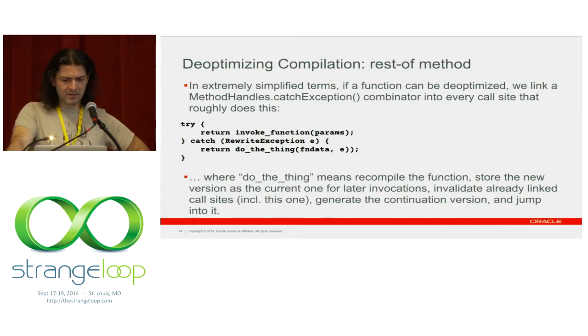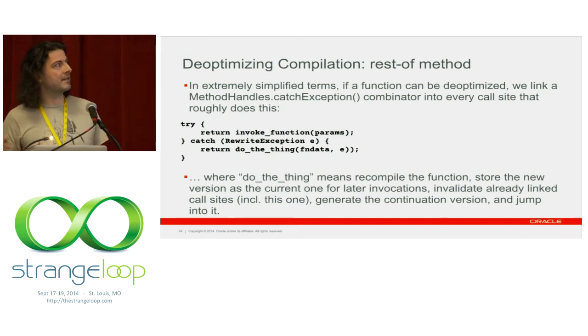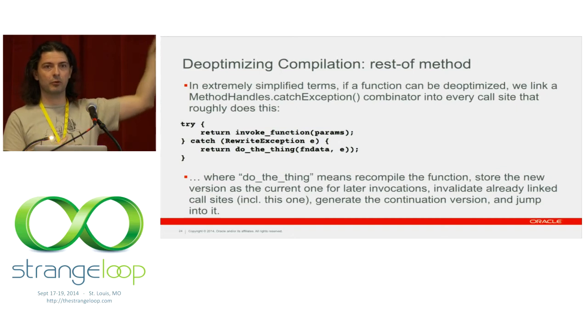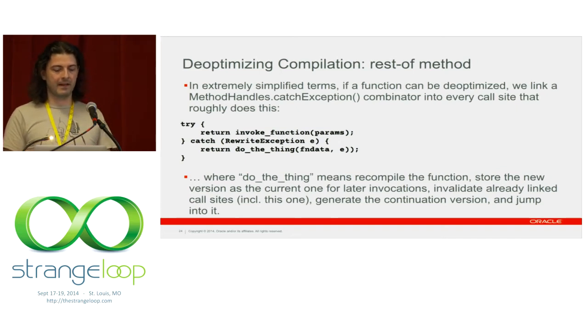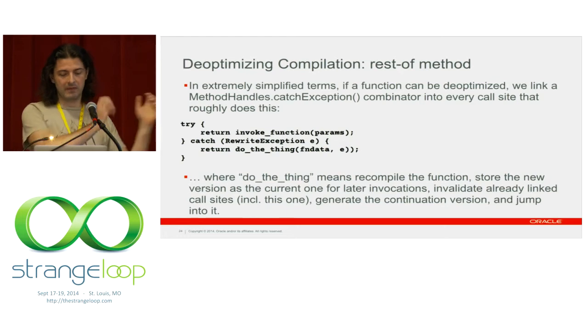In extremely simple terms, what it does is that we have this try-catch combinator where you say, okay, let's invoke the function, and if we get the rewrite exception, this is all put in a dynamic call site in the caller. Then, if you get the exception, then you do the thing, which is recompile the function, store the new version, store it with the immutable function data for later invocations.